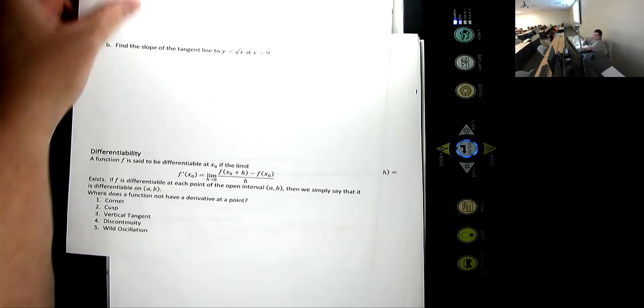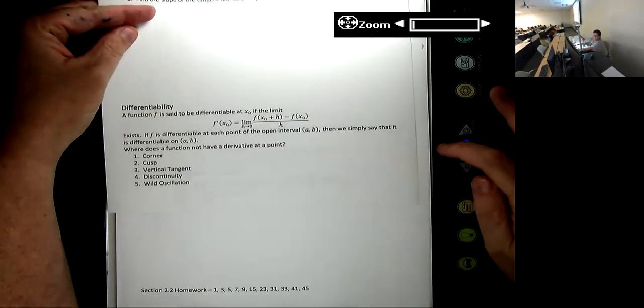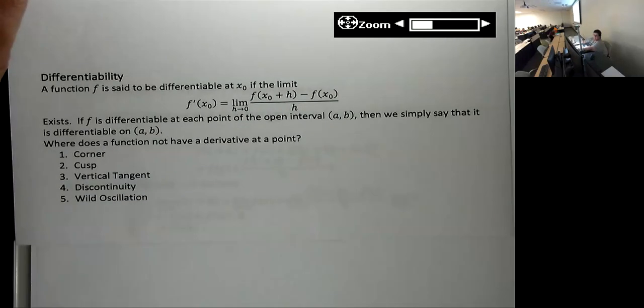All right. So I'm going to do that example on a video. Let's take a look at the differentiability rules here.